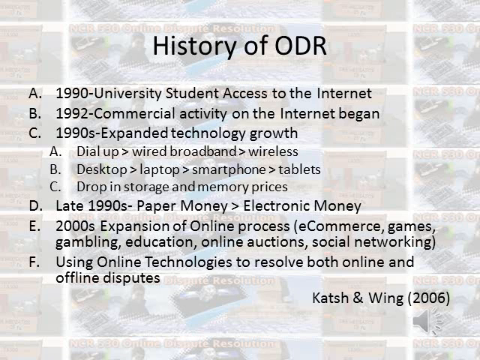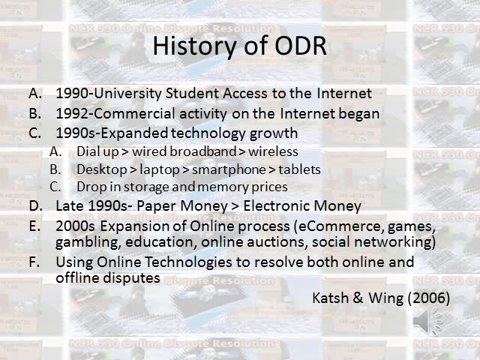Some of the important milestones in the history of ODR that Ketch and Wing bring up are parallel to the development of technology and interactions over the internet. Some of these include in 1990, university students began having access to the internet, and there were other different gophers and boards such as ConflictNet and different tools where people had online arguments and online conflicts developed.